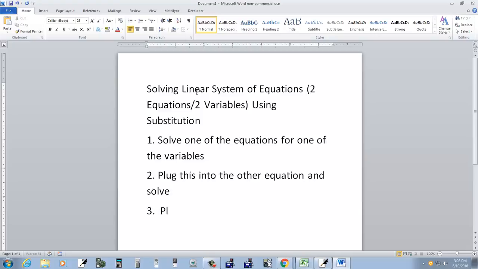Step three, plug the values, and I'll put an S on there just to prepare us for the future. For now, when you're talking about linear system equations, you only have one value. But we're going to expand upon this when we get to the substitution for nonlinear. Plug the values from step 2 into the equation from step 1 and solve.